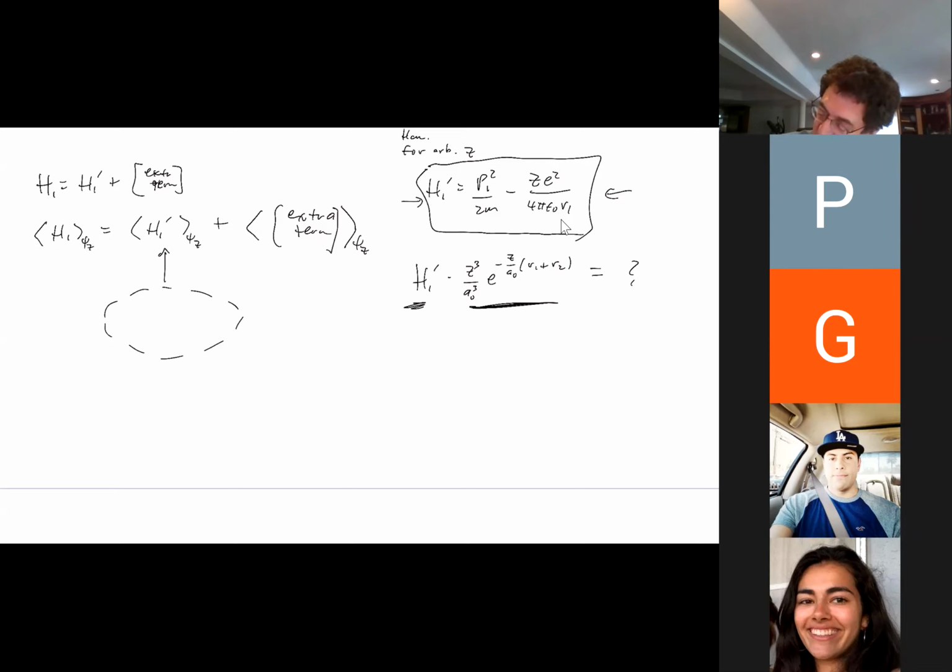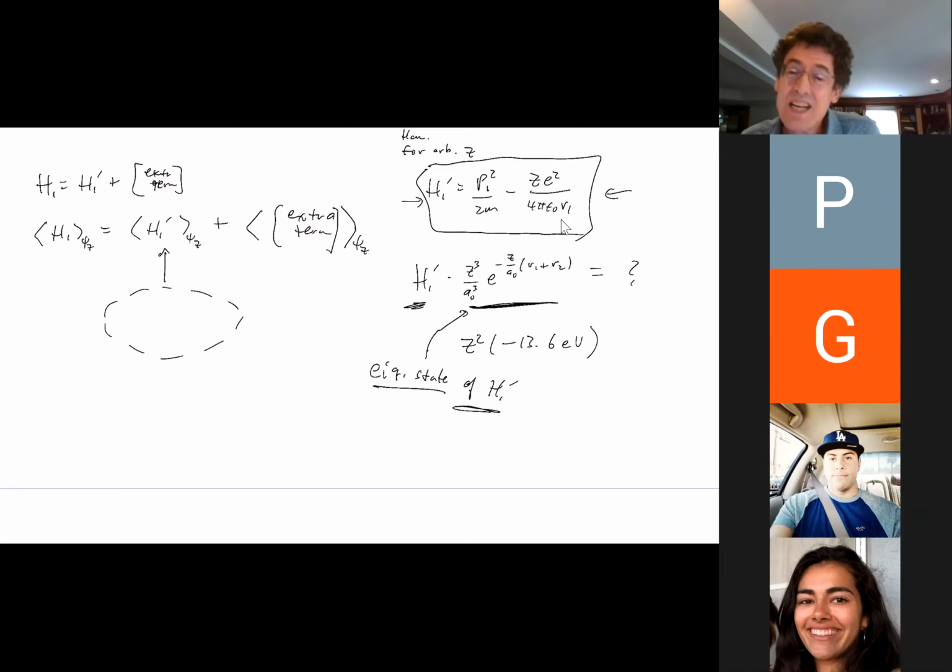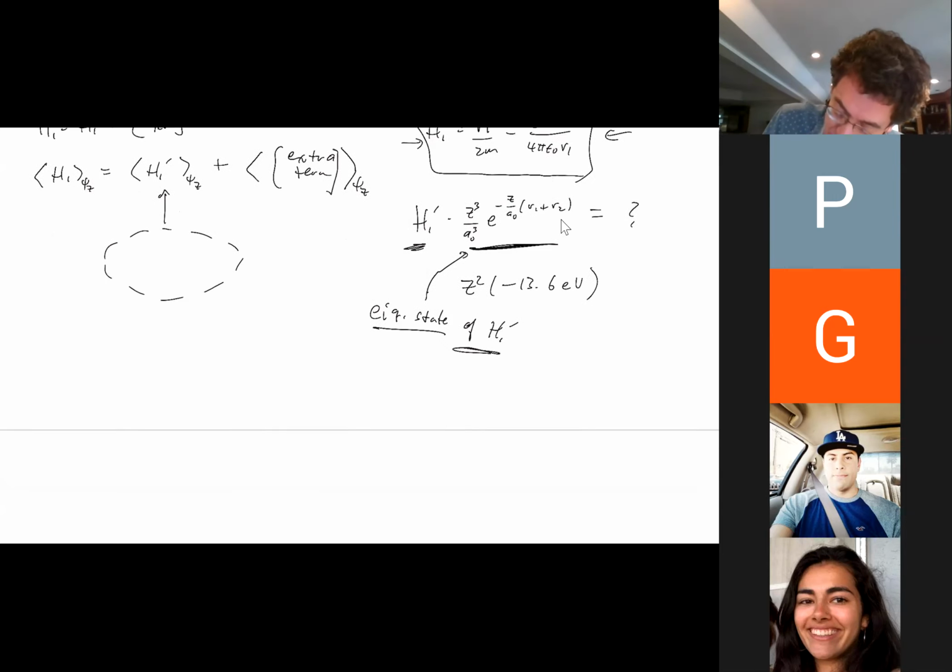It gives us Z squared times negative 13.6 eV, because this thing here is the eigenstate of H1 prime. That's the whole point. It is kind of a trick. And so what that means is that this thing becomes Z squared times negative 13.6 eV.